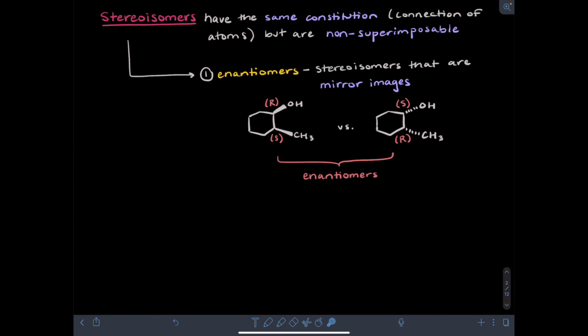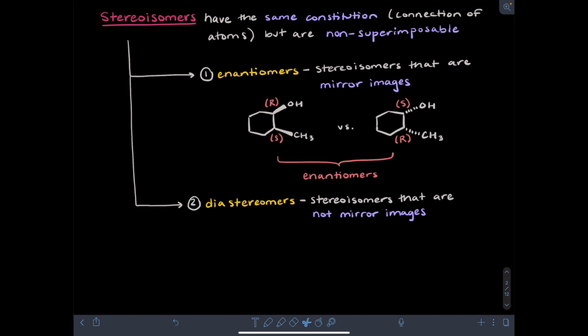Because the configuration of all chiral centers changed, you can think about that as all wedges went to dashes, that makes these two molecules enantiomers of each other. If you flipped over one of these molecules, you could make it look like the mirror image of the other one.